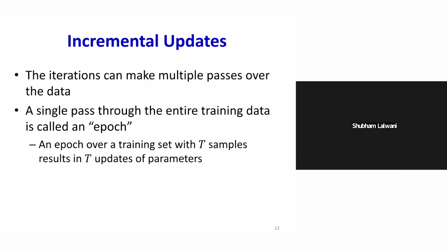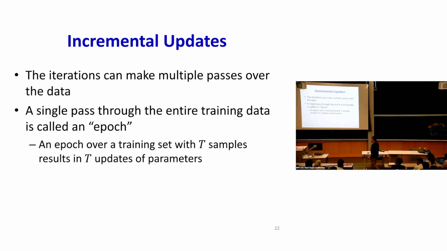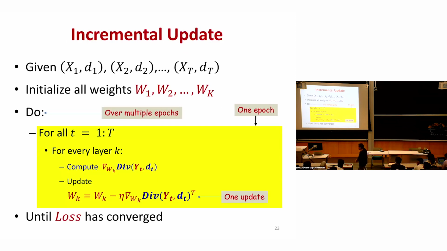Right? So it's a nice metaphor to think about, shaping clay. So an epoch with a set of T samples results in T updates of parameters. We'll get back to this question. We'll discuss this in some detail in this class and the next. So here's what we are doing. We can do this many times, and each time you do it, it's one epoch. Within an epoch, you're going through all of the training data samples, and each time you look at a sample, you're making an adjustment to the function.